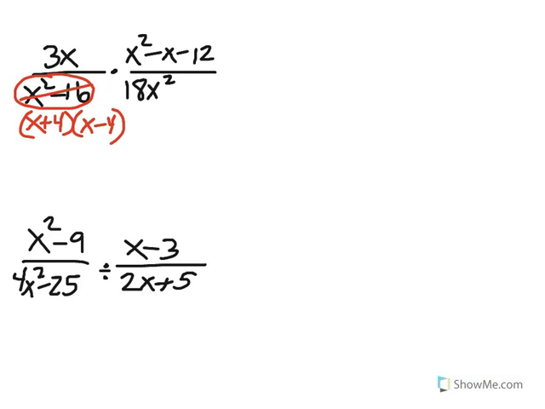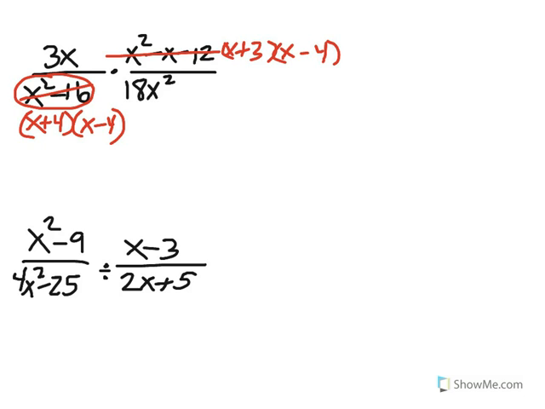Okay. Now the 3x and the 18x squared, those are just single terms. Those are monomials. But over here, this one right there, I can do the same thing to. I can factor it. I've got x plus 3, x minus 4. Okay, so let's try and clean up a little bit of stuff and just kind of see what can go away first to make this a little bit nicer to look at.